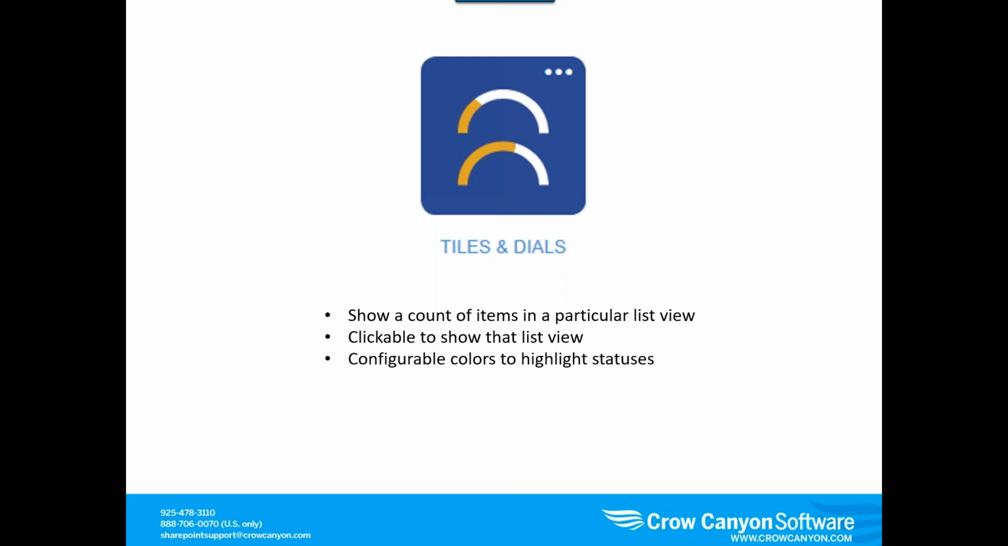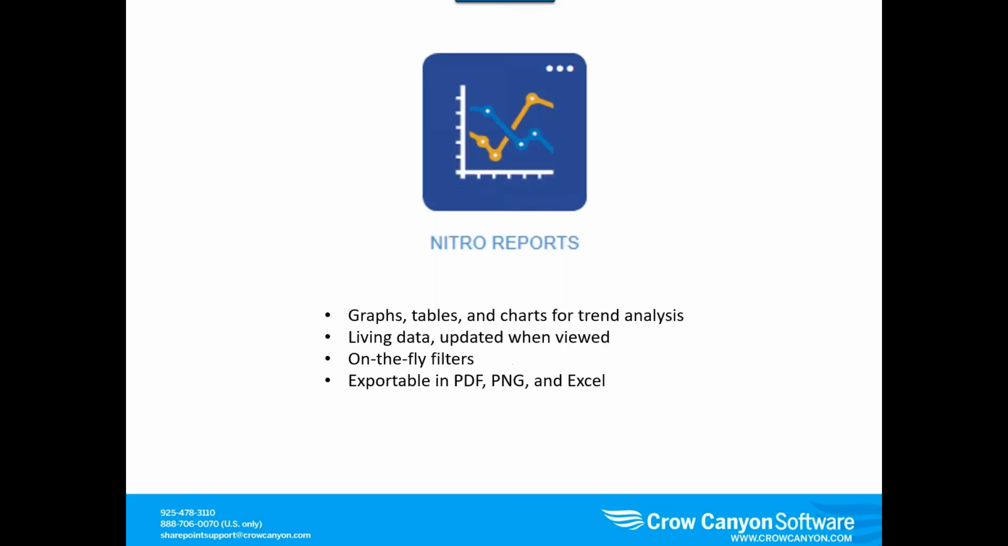Then we have our tiles and dials. So there's actually 3 elements to this. There's the tiles, which gives you a number count of a view. There's a quick link tile, and then there's a dial where you can show kind of how far along things are in processes. So it gives you another kind of KPI indicator.